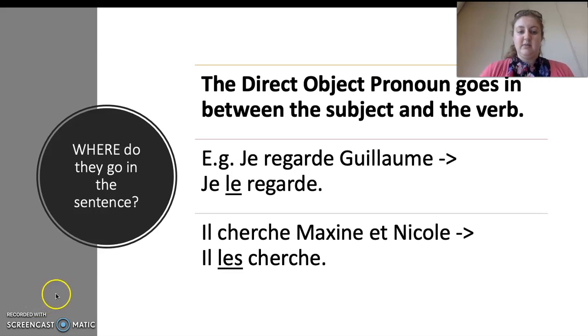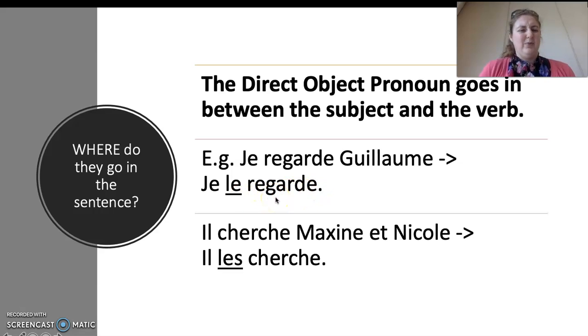If we look at our example, we have Je regarde Guillaume. I am watching William. But what if I want to say I am watching him? Then I will say Je le regarde. In this case, the le replaces Guillaume. Guillaume is a singular word talking about a boy called William, so that is why I'm using le. See how I've put the le in between the subject, which is je, and the verb regarde.